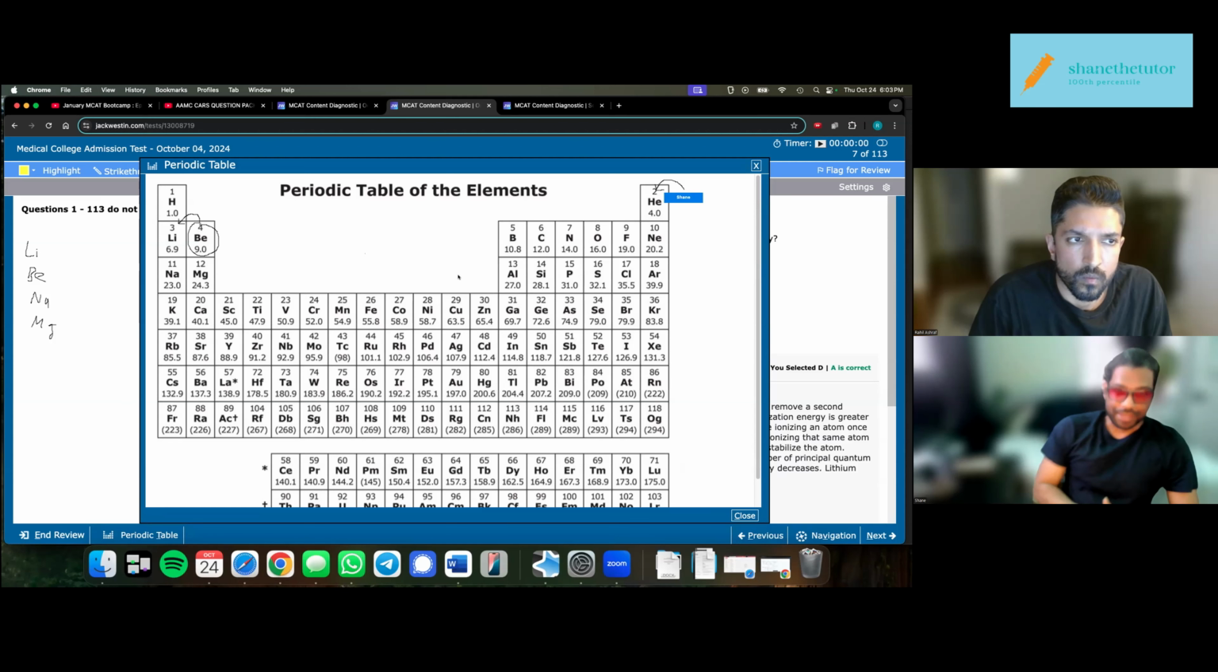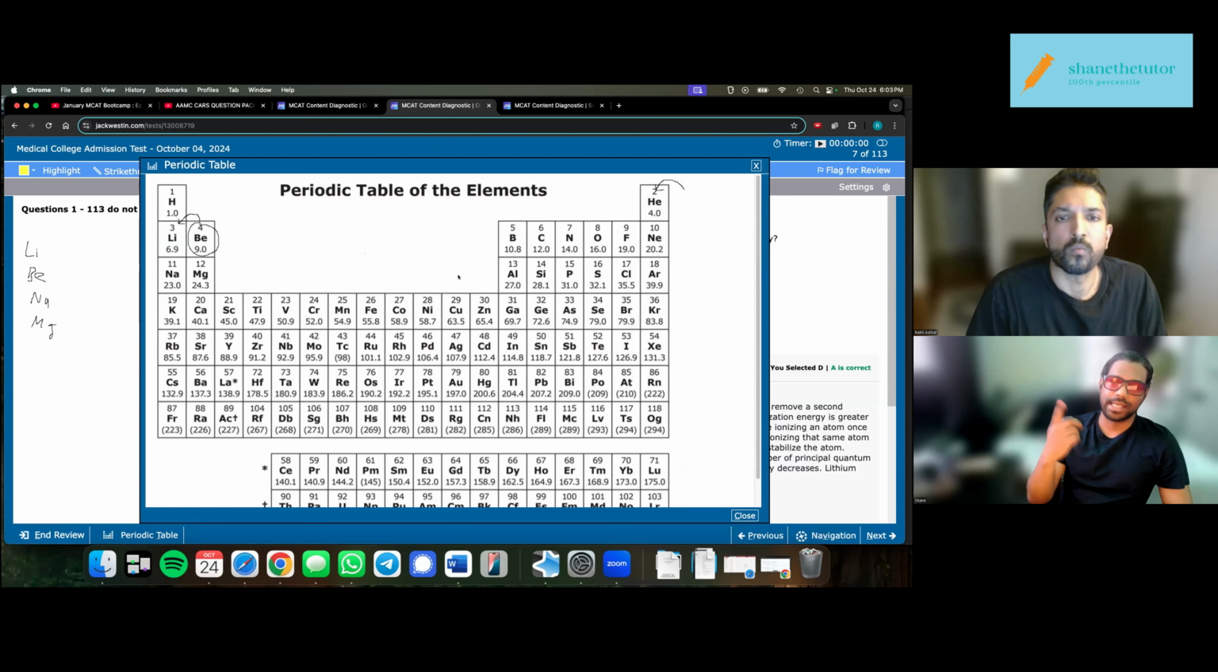So this is going to have a low second ionization energy because it wants to lose two electrons. It wants to get ionized twice, right?